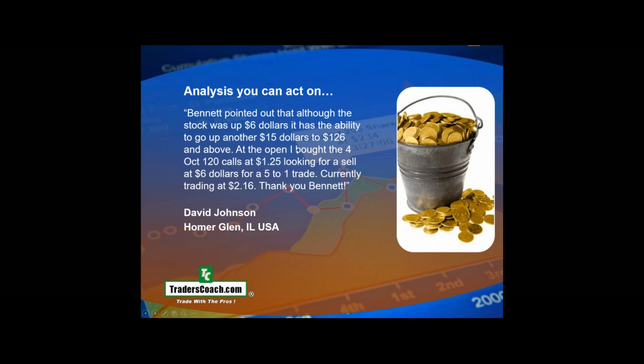And at the open, I bought the 4 October 120 calls at 125, looking for a sell at $6 for a 5-to-1 trade. Currently, the trade's at 216. Thank you, Bennett. We get these types of emails all the time from folks that are using the service, not only for the direction of the Dow, but also for stock picking and trading opportunities.